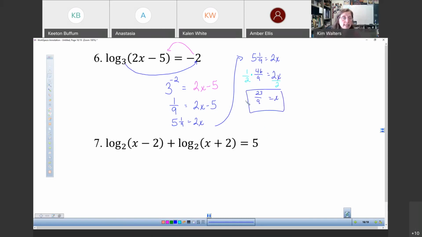You can check it. It does give me nice numbers here. So just to refresh the domain, 2x minus 5 must be greater than 0. 2x must be greater than 5. x must be greater than 5/2. And 23/9 is greater than 5/2. Not much greater, but it was greater. Questions?